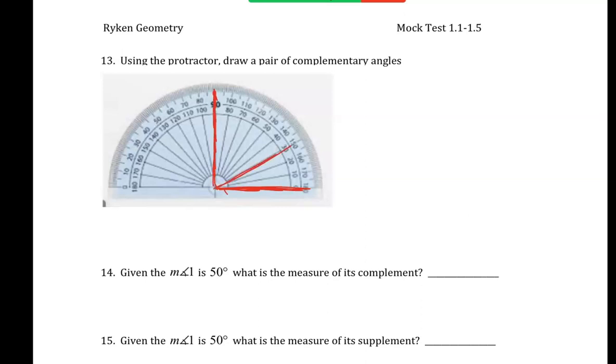What if I put my ray right here? What does that give me? That gives me an angle of 30 and an angle of 60. 60 degrees and 30 degrees sum to 90. I know I'm good.